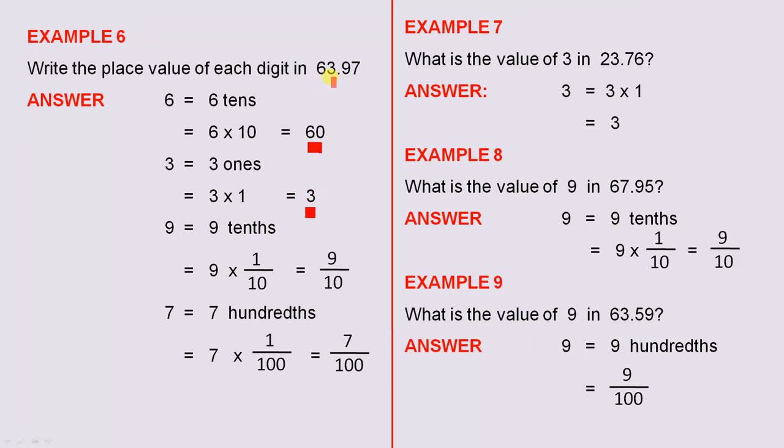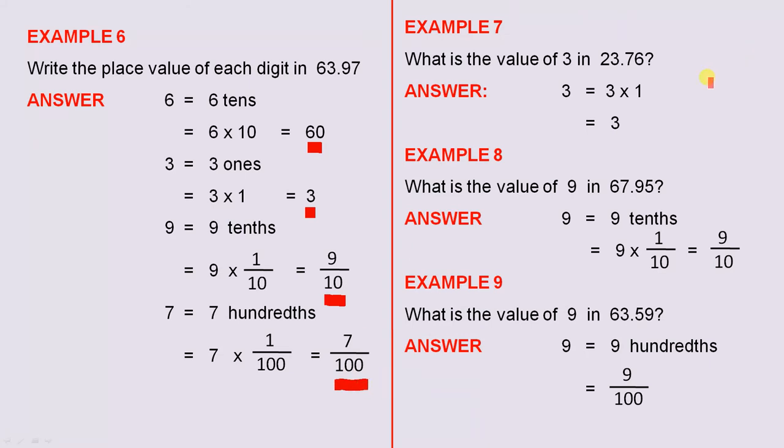So there's your 63. The 9, directly after the decimal point, is in the tenths column. 9 times 1 over 10 is 9 tenths. The 7 is in the hundredths column, so it's 7 hundredths. So it's 7 times 1 over 100, which is 7 over 100. So the 9 is 9 tenths, and the 7 is 7 over 100.